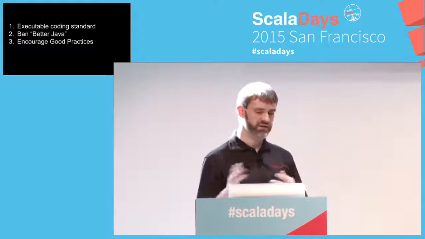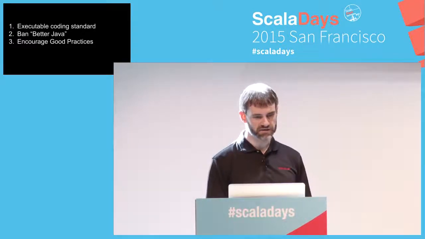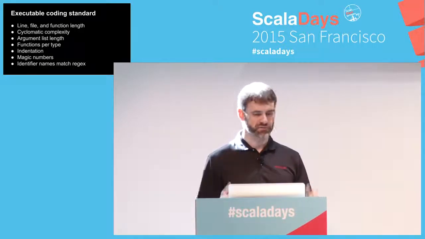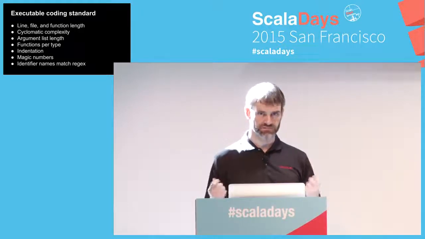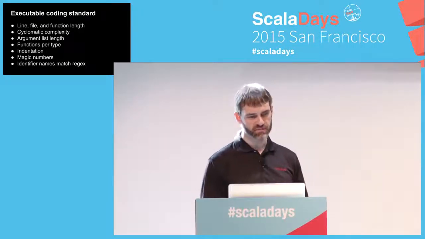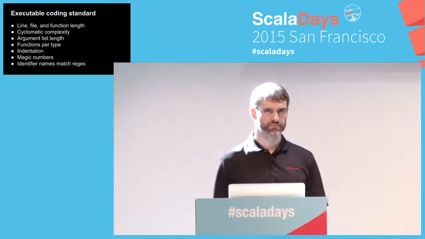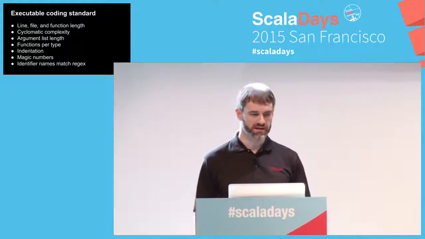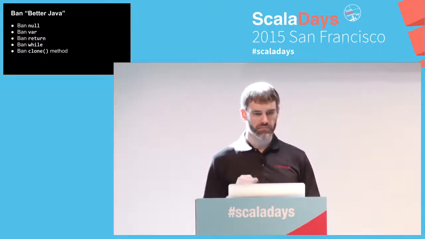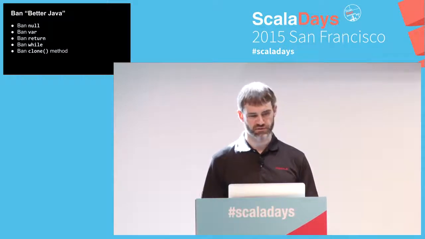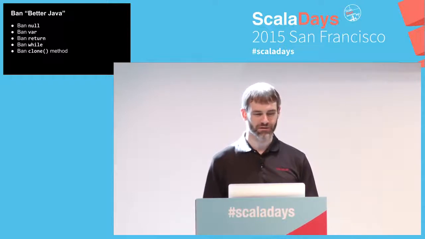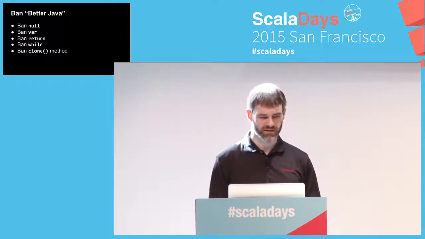In general, I'm going to break the Scala style rule set down into 3 areas. Various things around coding standard, like the length of your files and your functions, cyclomatic complexity, the length of your argument list, how many parameters it takes, that sort of thing. Indentation, not just blindly using magic numbers without assigning them a symbolic name, that sort of thing. Banning better Java: don't use null, don't use var, don't use the return keyword explicitly, don't use while, don't call clone methods, that kind of thing.